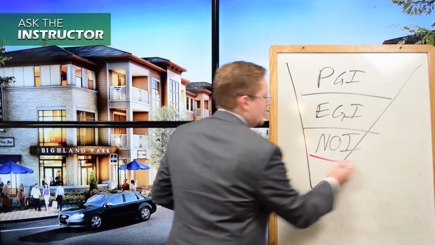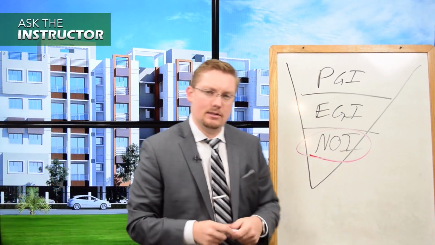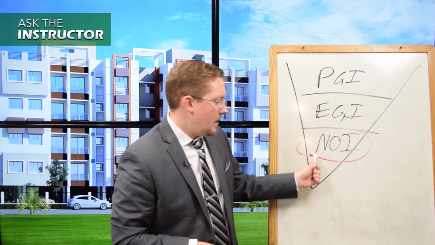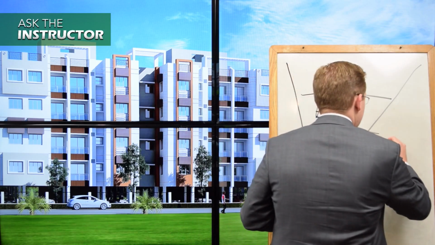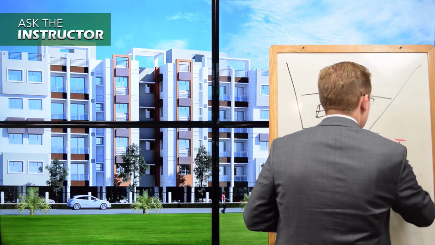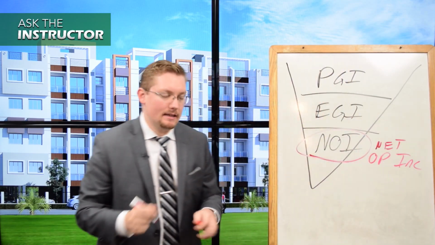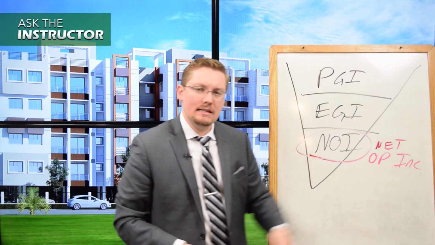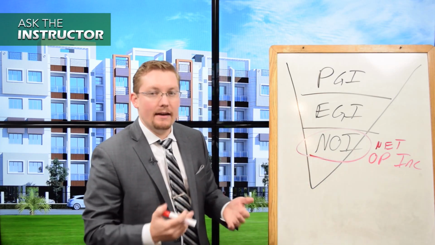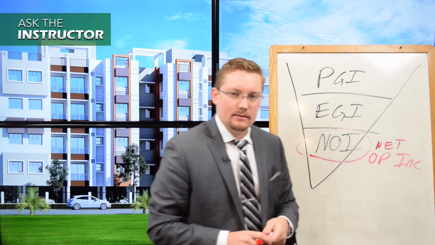Now, ultimately, this net operating income, this is the number they're probably going to be concerned with first. So NOI stands for net operating income. And if we break down what each one of these words mean, it's going to really tell us what NOI is. So if we look at this first word here, net.